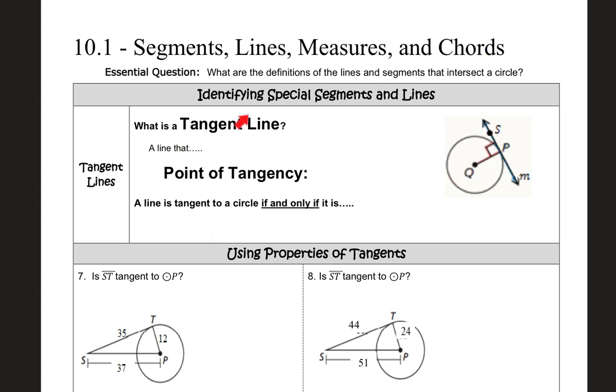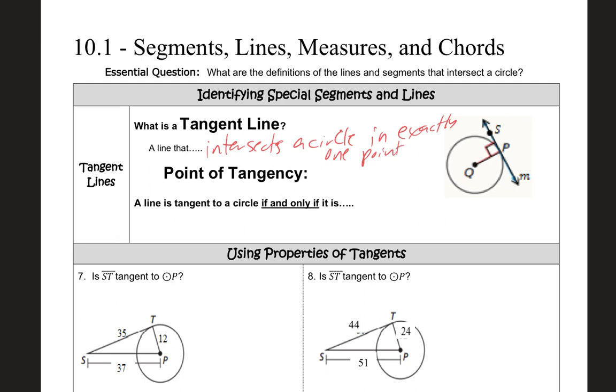Okay, so first let's start off with a tangent line. What is a tangent line? Okay, a tangent line is a line that intersects a circle in exactly one point. Exactly one point.